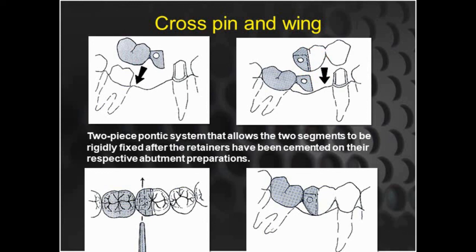After fabricating the retainer wing and retainer Pontic component, they are aligned on a working cast, and a 0.7 mm pin hole is drilled across the wing and Pontic using a twist drill. The first cementation is the distal retainer and the wing, and next the retainer Pontic segment is cemented, and then the tapered pin is seated into the hole using a punch and mallet. So this is the completed cross pin and wing fixed partial denture. This is also used in case of tilted abutments.